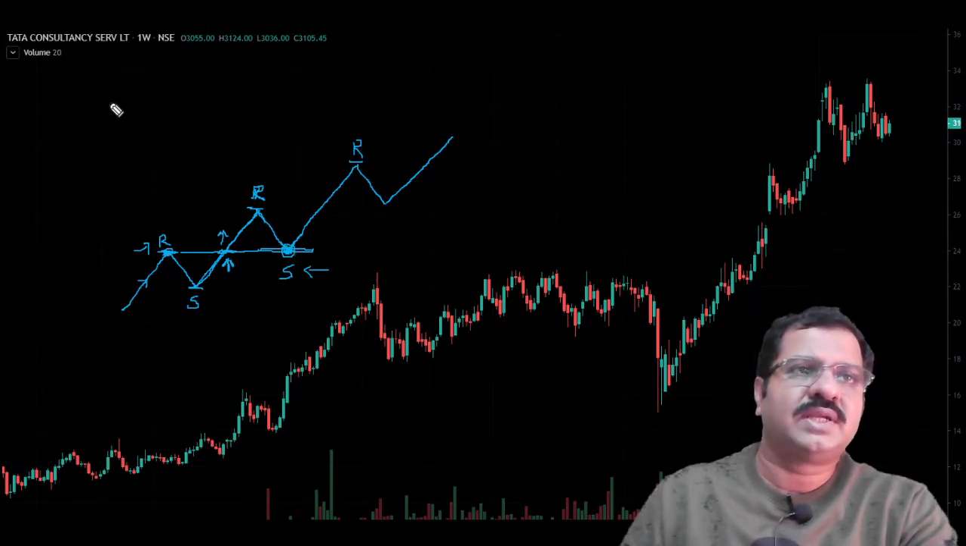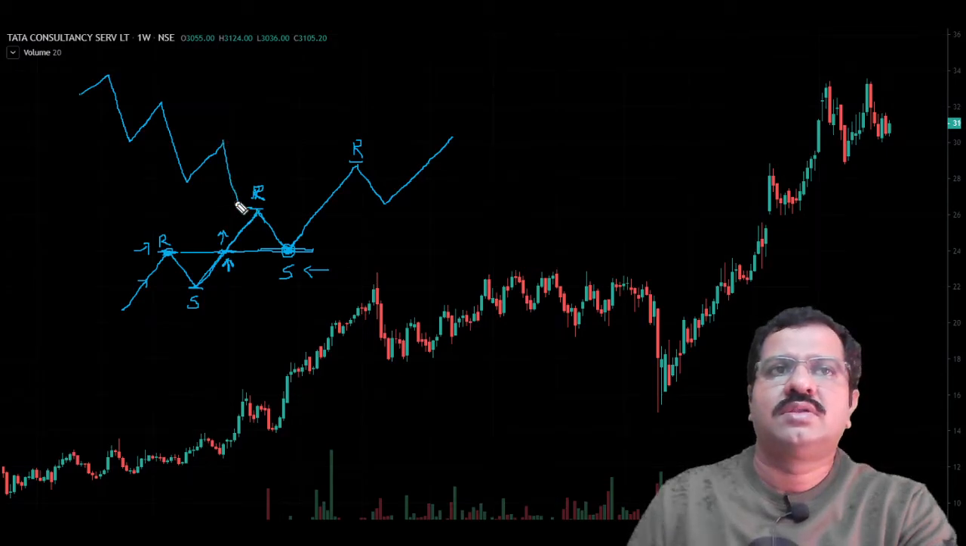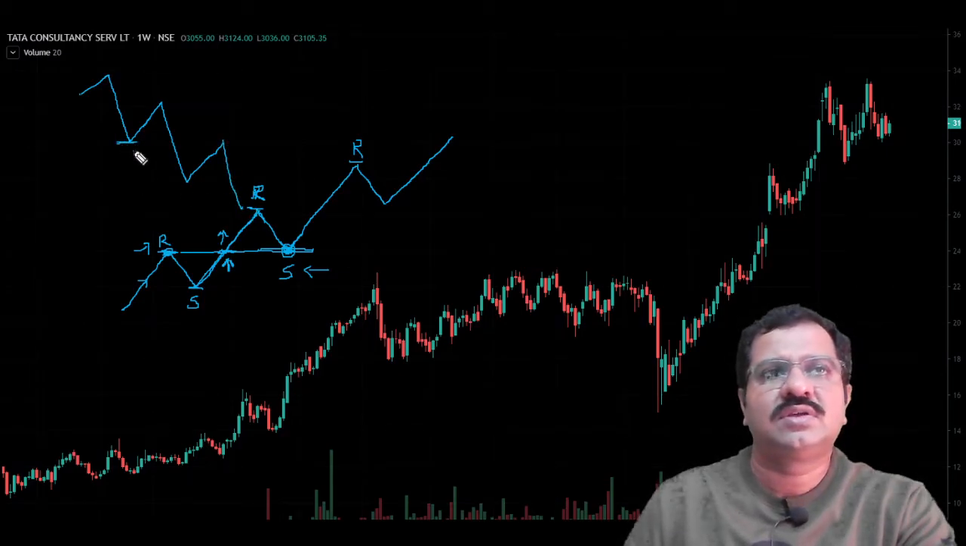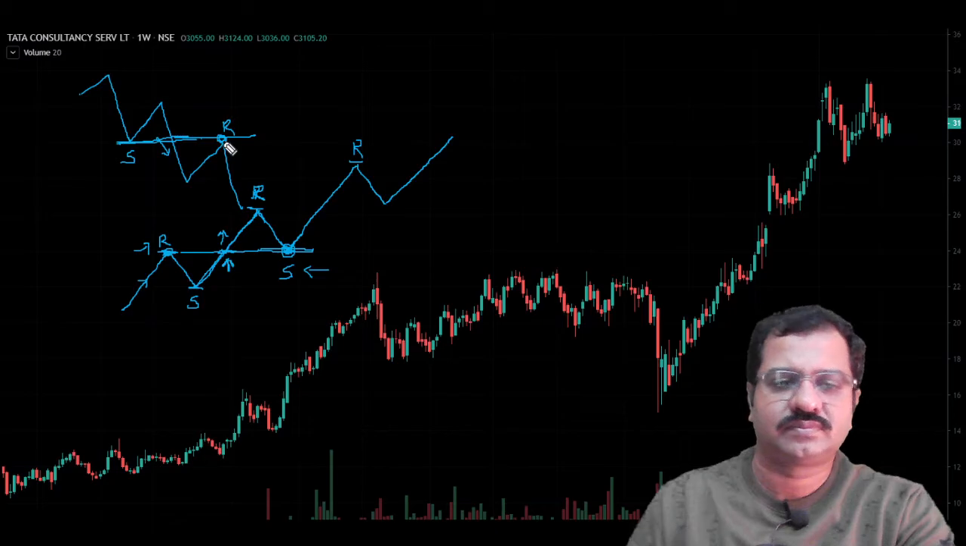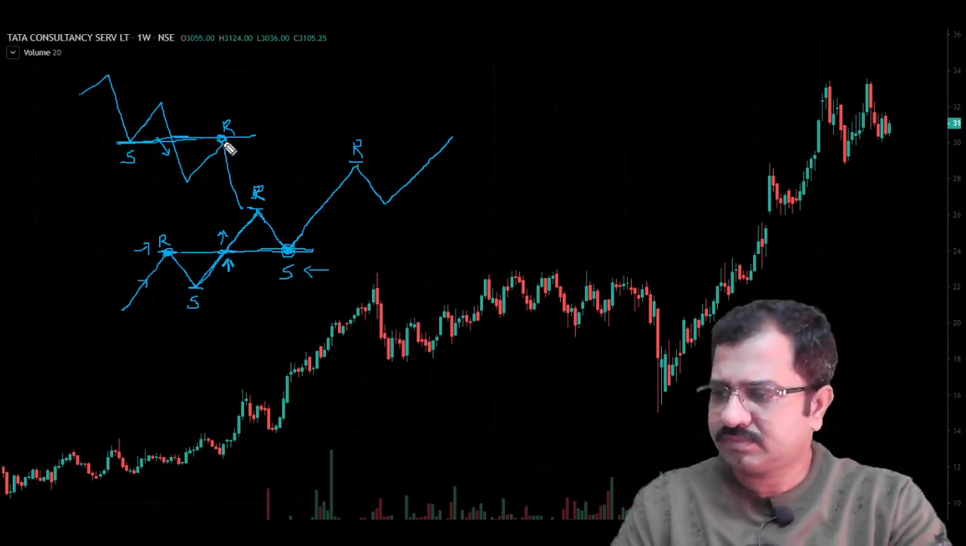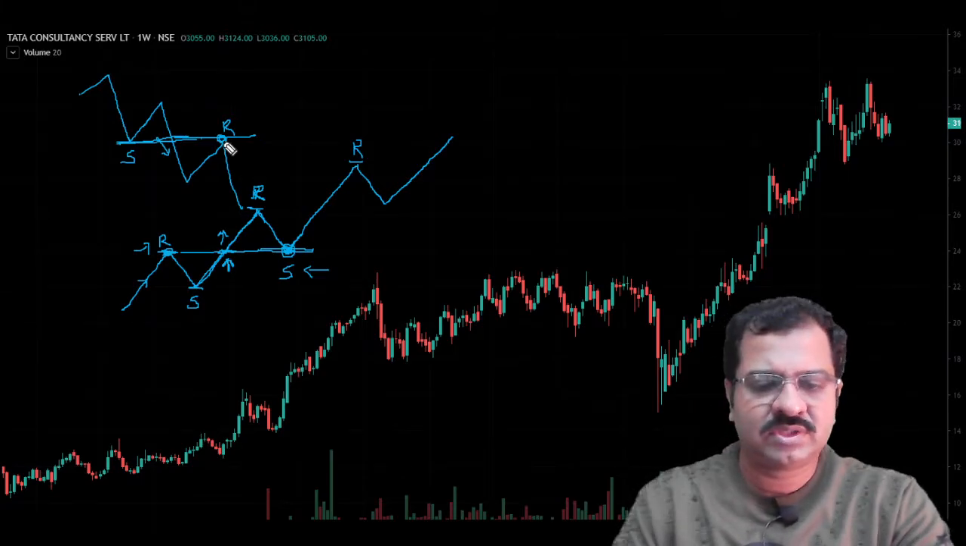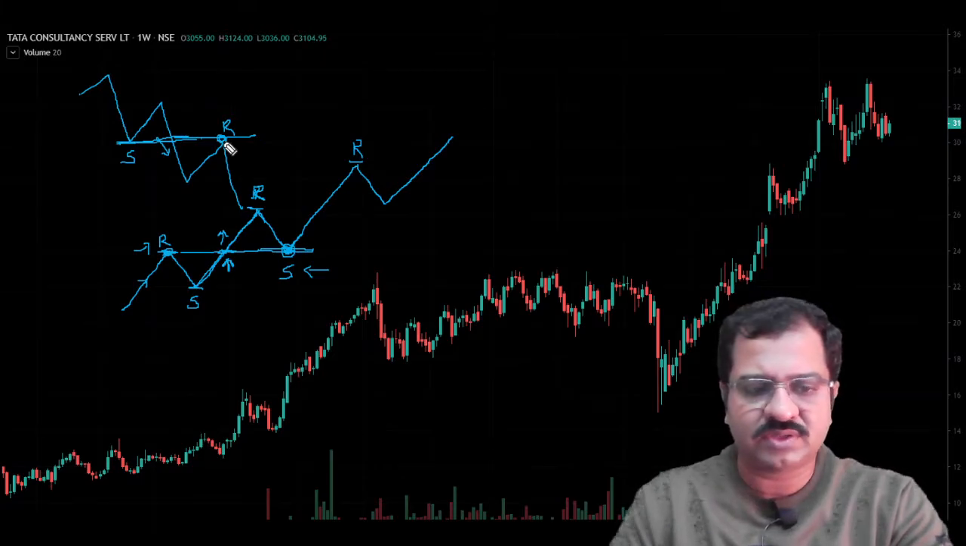Even if prices are going down, say going down like this, you will also observe that this is an old support level, but when this level is broken and price comes down, the same level here acts as a resistance level. Fine. So this is the basic terminology about support and resistance.